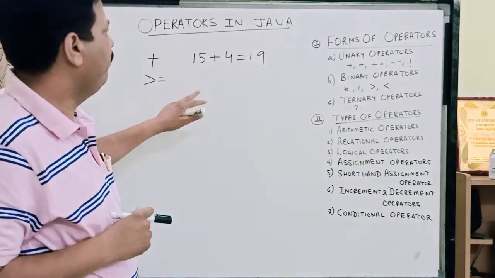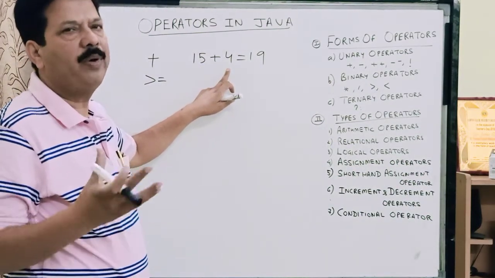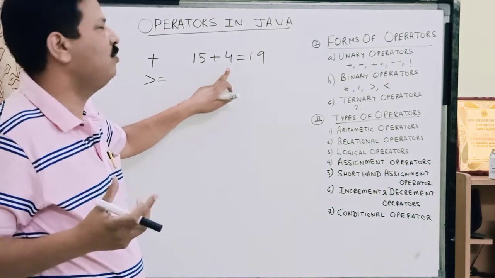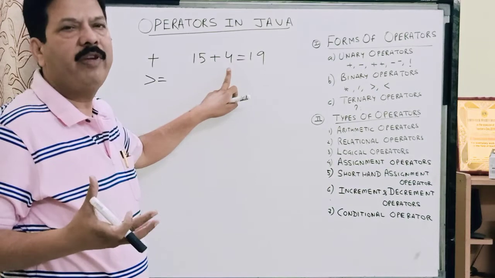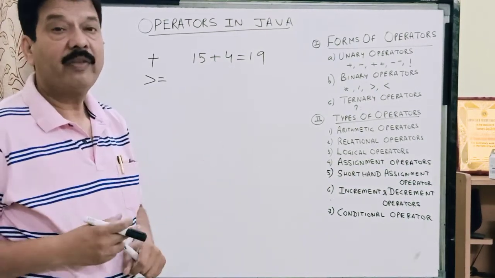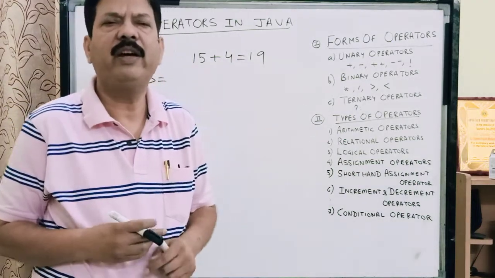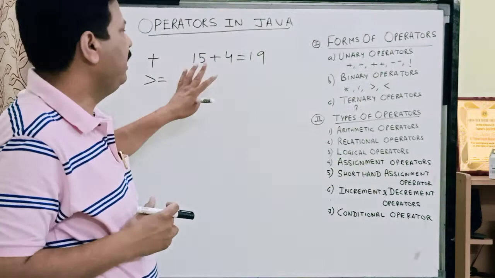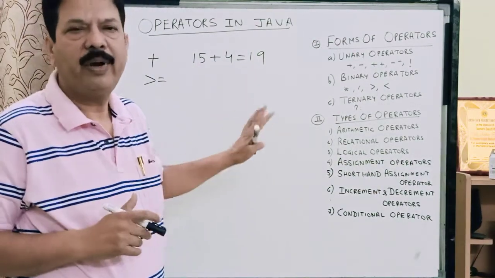Now children, if we talk about operands, 15 and 4 are the operands. So we say operands are those values. These values may be in the form of constants, as 15 and 4. They may be in the form of variables. So operands are constants, variables, or they can even be mathematical functions, which we are going to discuss later. And these operands are those values on which these operators work.